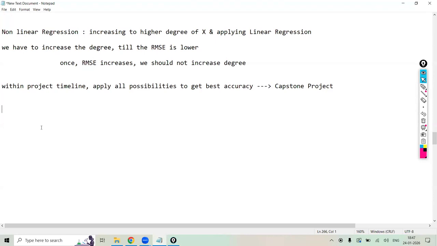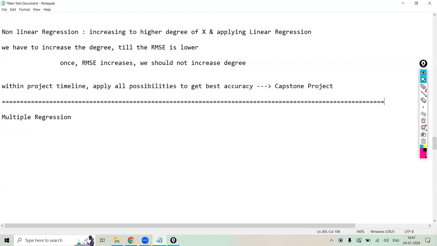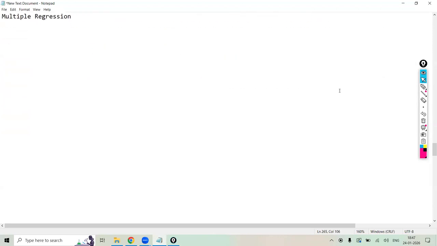Now, let us try the multiple regression project, non-linear. This is more important, guys. As I've told you, in reality, multiple regression will be there, right? So let us focus on multiple regression now. How will non-linear be applicable for multiple regression? Let's see this. Now, non-linear multiple regression equations.